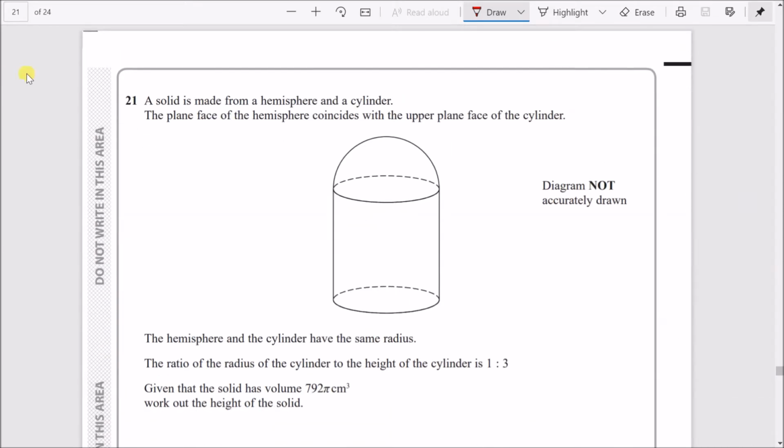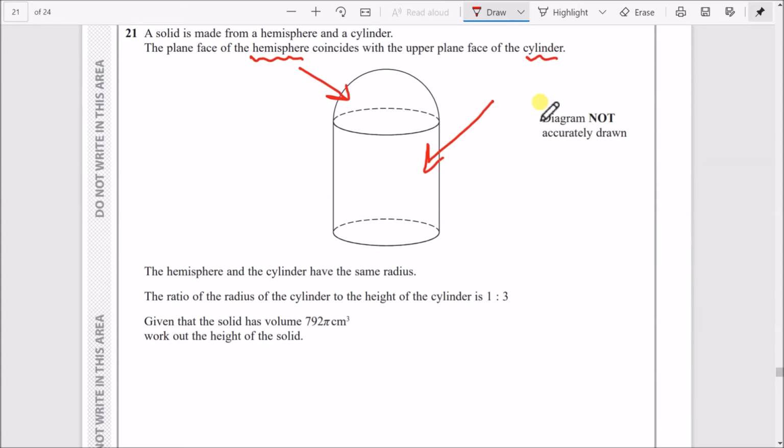Alright, number 21. So a solid is made from a hemisphere and a cylinder. So the plane face of the hemisphere coincides with the upper plane face of the cylinder. So just to label this carefully, this bottom deck is actually the cylinder, and the top half is half of a sphere, so it's also known as a hemisphere. So we're going to see what formulas we need before we actually answer this.